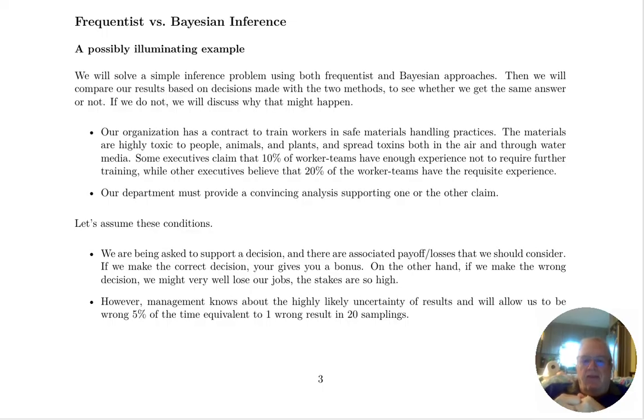But let's illuminate this a little bit. We're going to do both approaches. We're trying to support a decision about materials handling practices, and we want to figure out our worker teams going to be able to execute against these practices. Some executives claim in this case that 10% of worker teams have enough experience not to require any further training, they're fine. And we have training all the time.